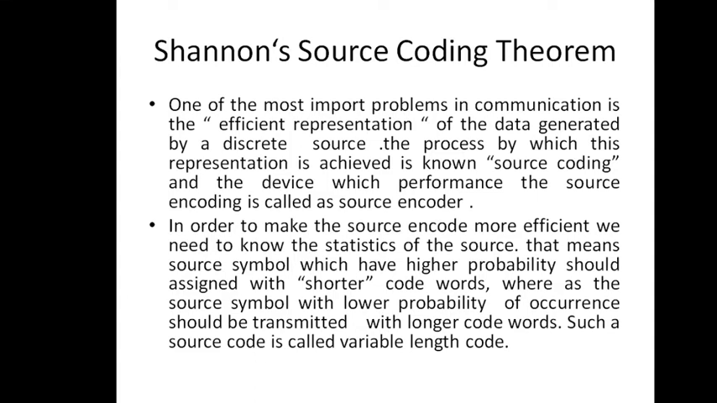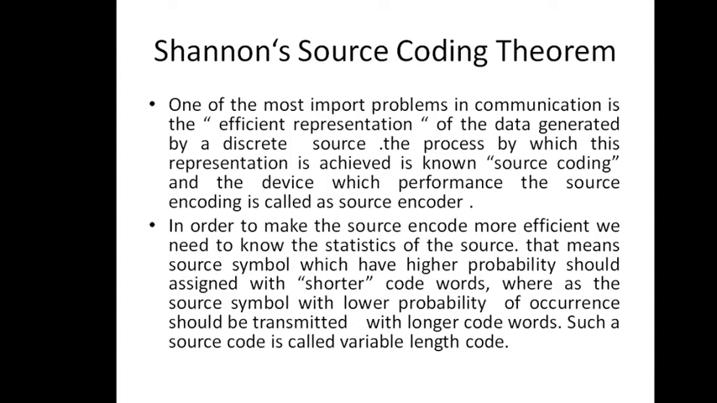That means a source symbol which has higher probability should be assigned a shorter code. For a symbol in a given source having very large probability, we assign a binary representation in code word format with very short code words. We can understand this better with an example.